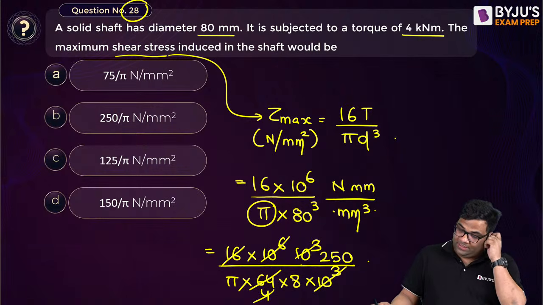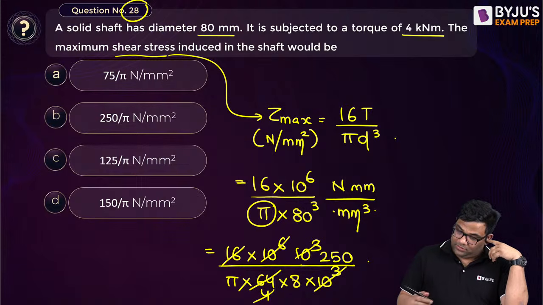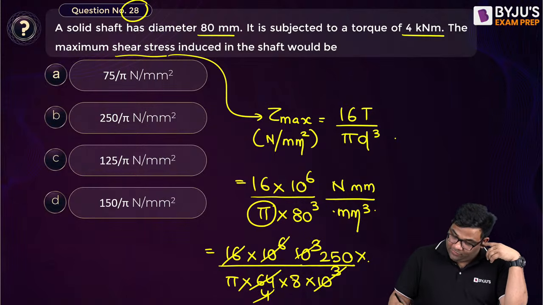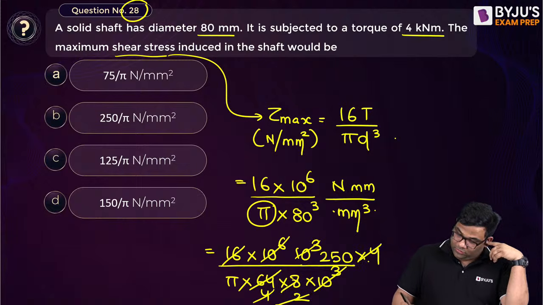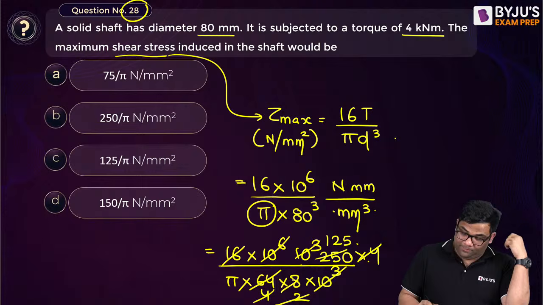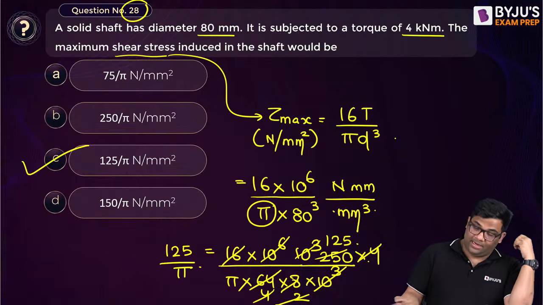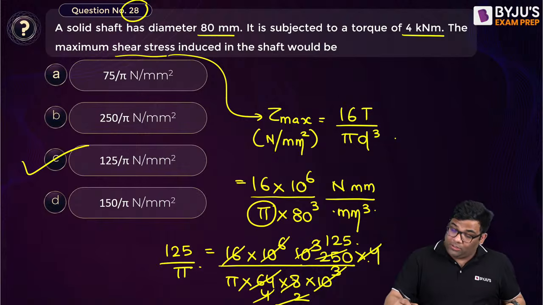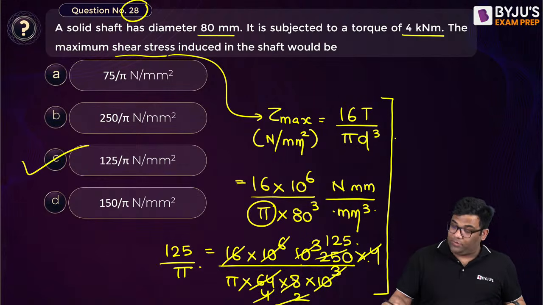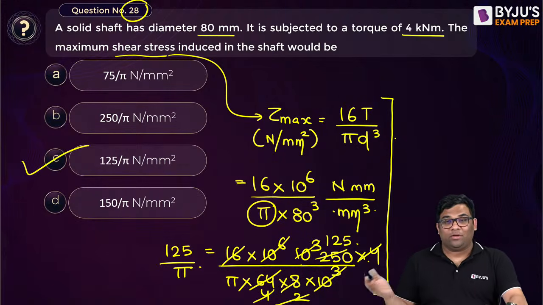I have done some mistake. Oh, I forgot this T value. T is also 4, na? Yeah. So this is 2. So 125 by pi, right? Yes, 125 by pi is the right answer. See, you can solve the questions without a calculator also. Don't worry. Don't open the calculator always.